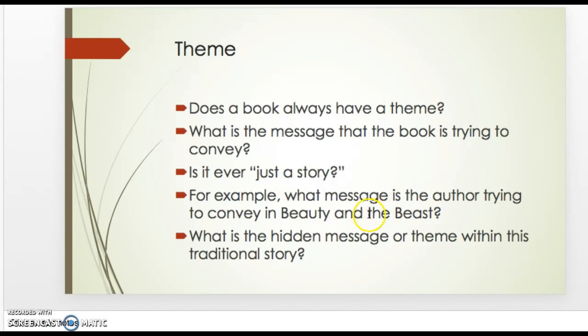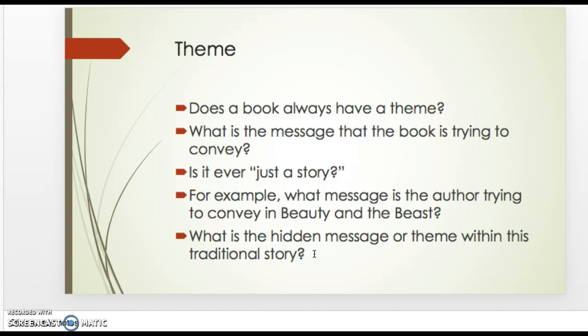What message is the author trying to convey? The author is conveying this message that even though the beast is ugly on the outside, we can look to the inside and see beauty within that beast. So thinking about not even just maybe as simply as not judging a book by its cover, but what is the hidden message or theme within this traditional story?